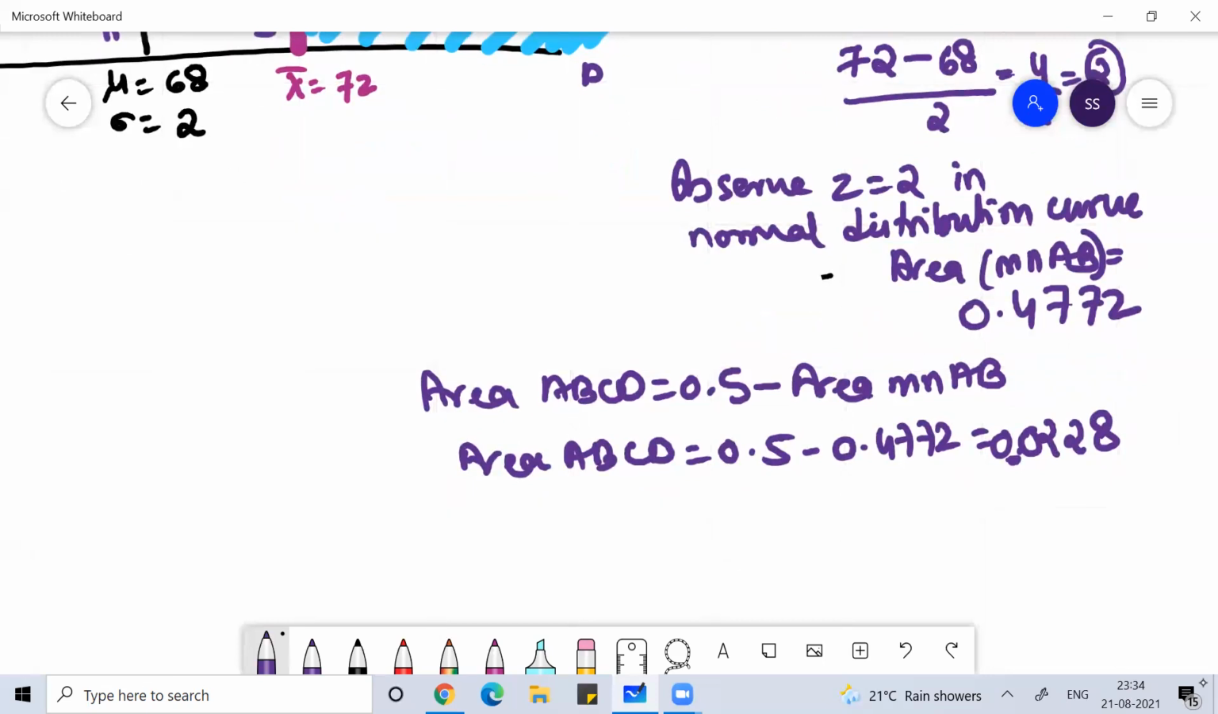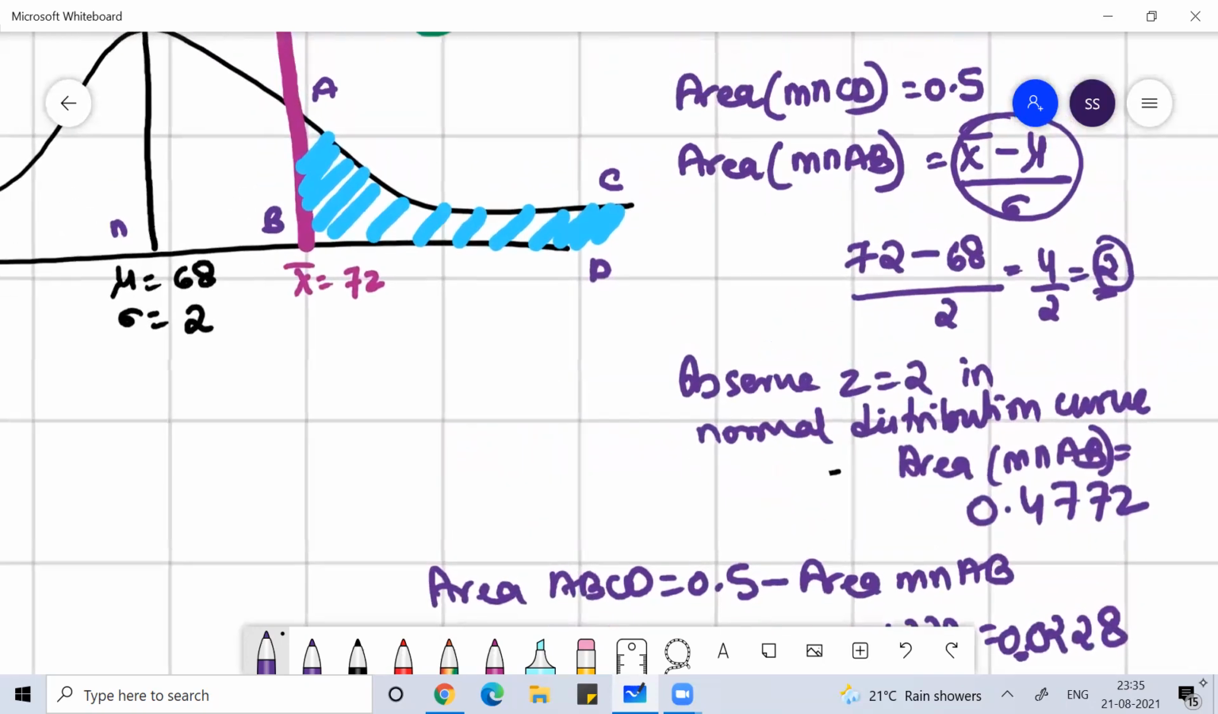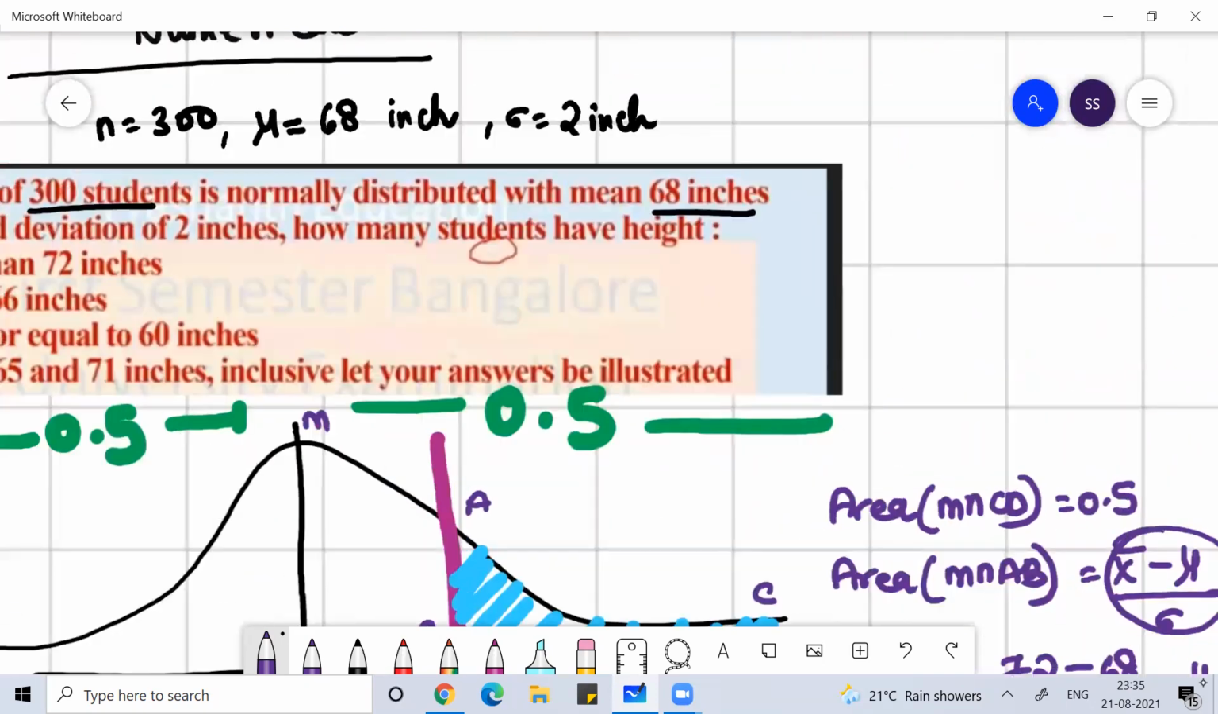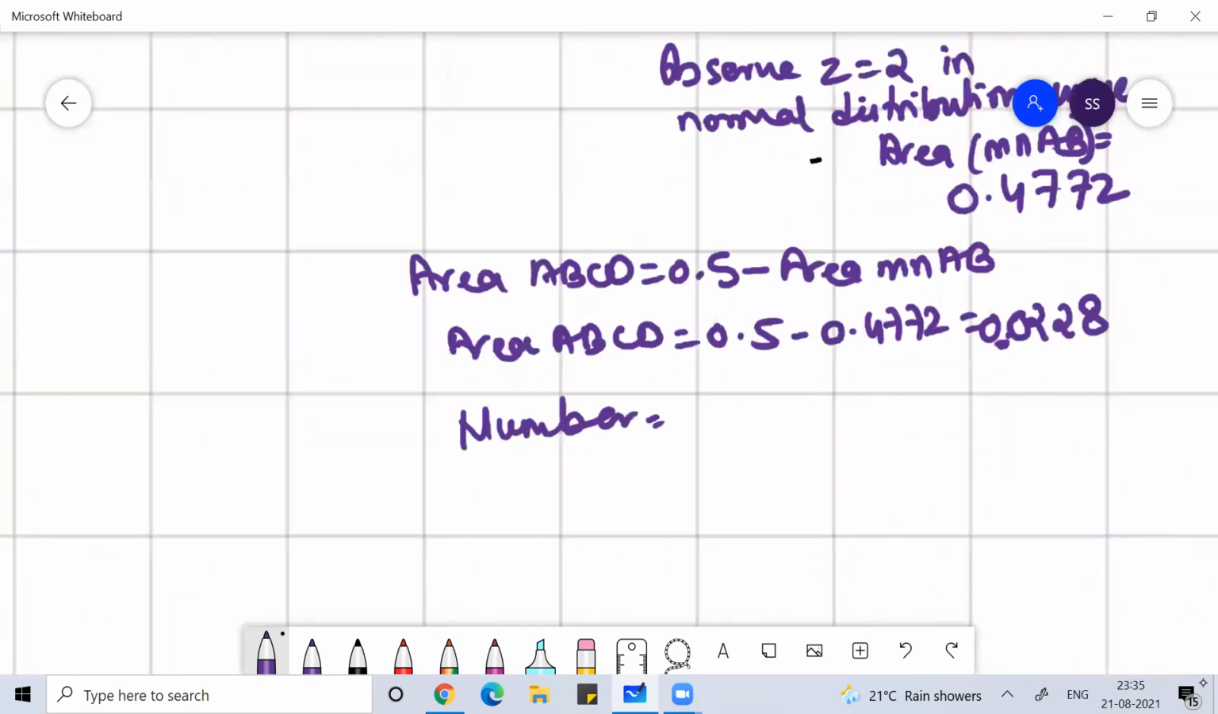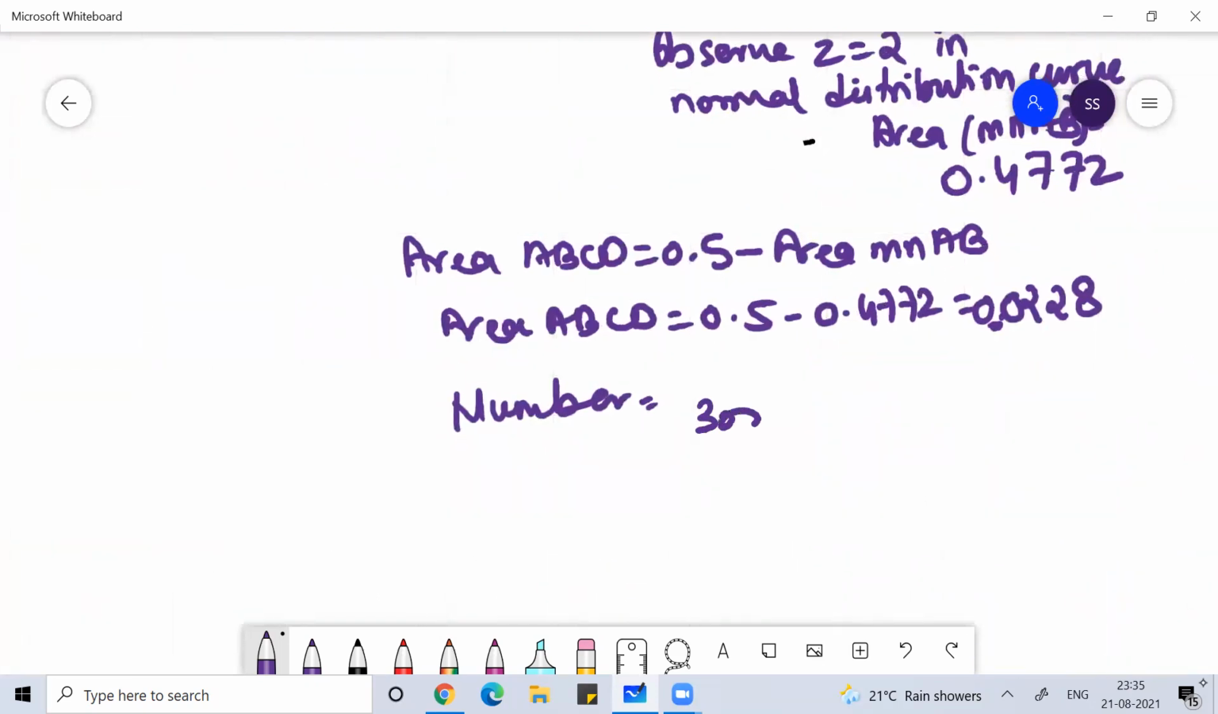And I want the number, right? I don't want the probability or the area. I want the number. How will you get the number of people who have an average height greater than 72 inch? The total number is given to you as 300, right? So this will be 300 into 0.0228. Find this value.